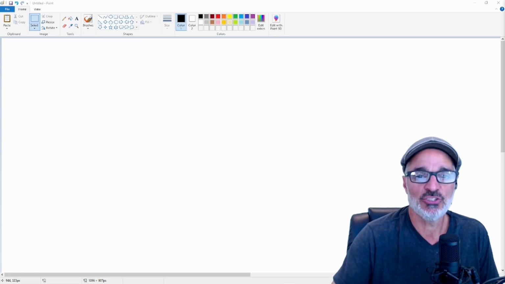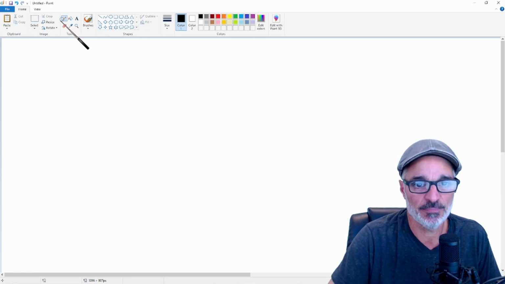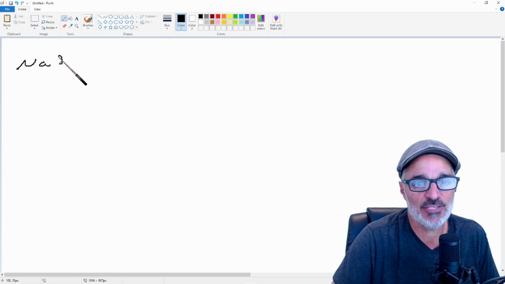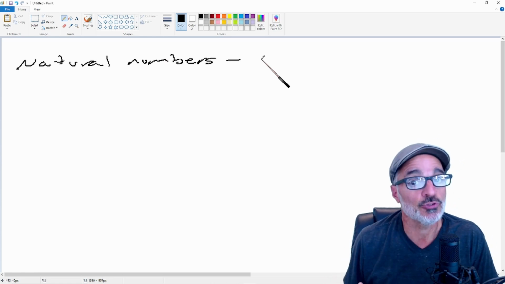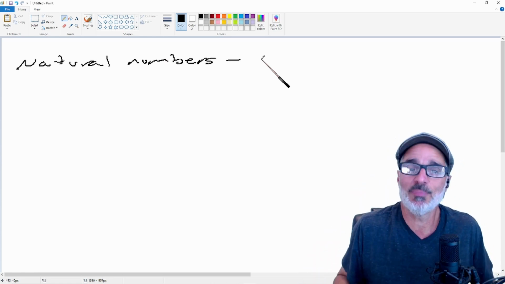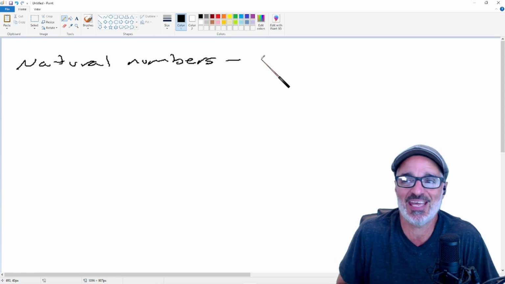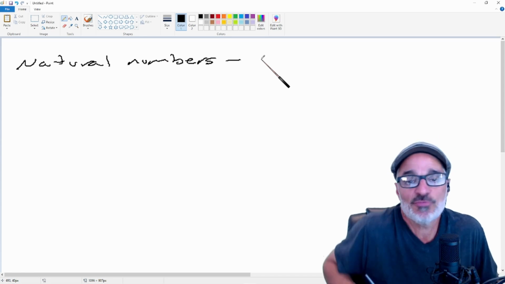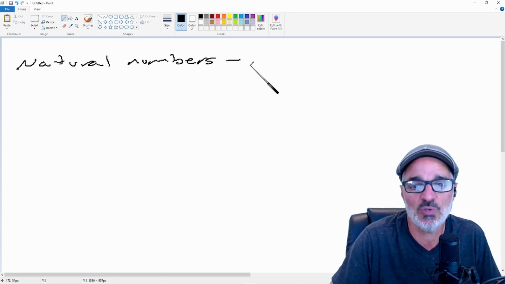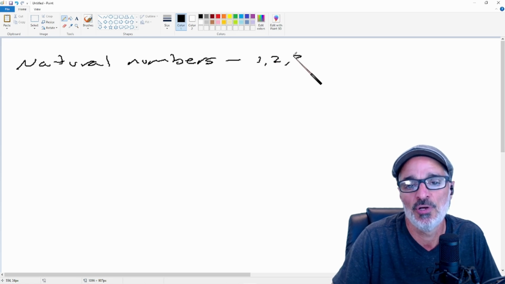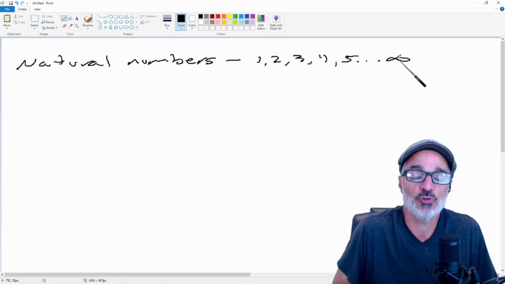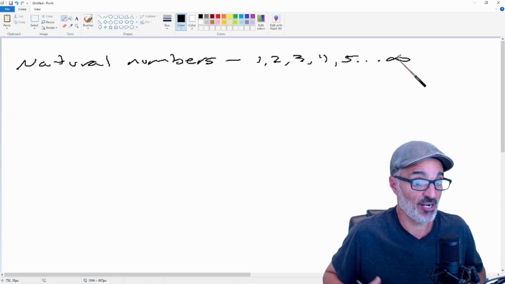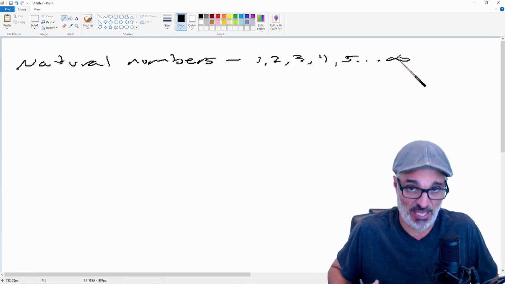The easiest way to think about natural numbers is to think about the numbers that you use to count things, starting with one, because that's so natural. We all count. Every single day of our lives, we have to count something, and we start counting on one. So there's 1, 2, 3, 4, 5, all the way to infinity. Those are called natural numbers because they are used to count things.